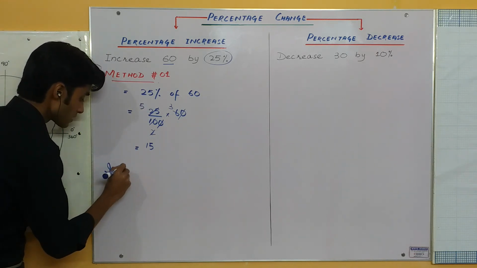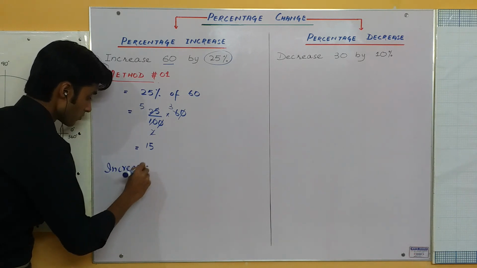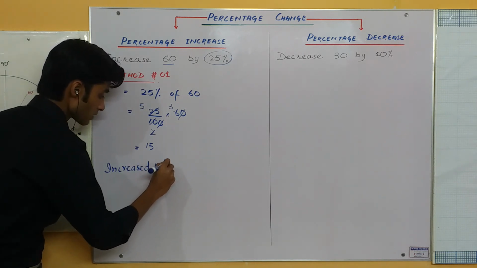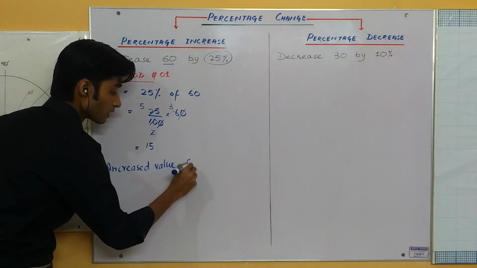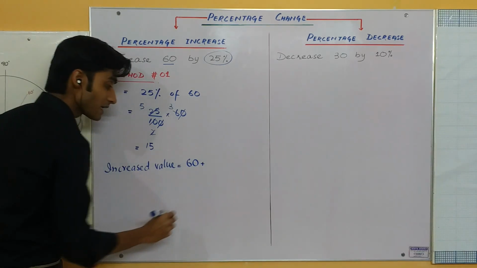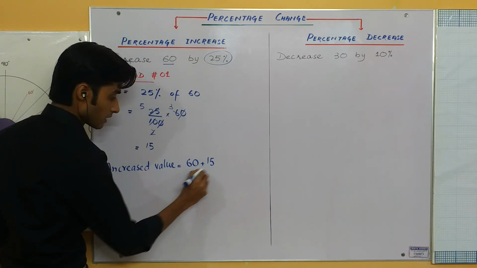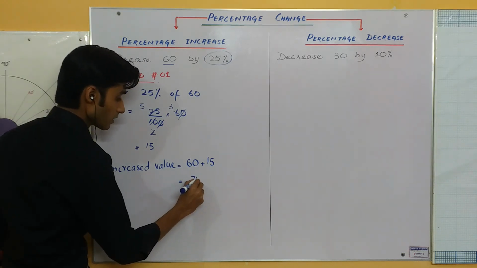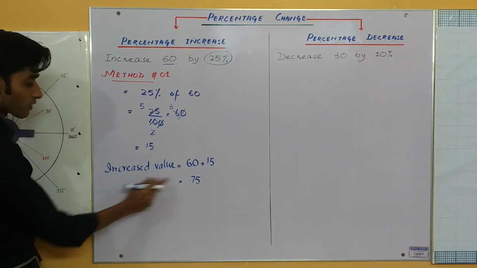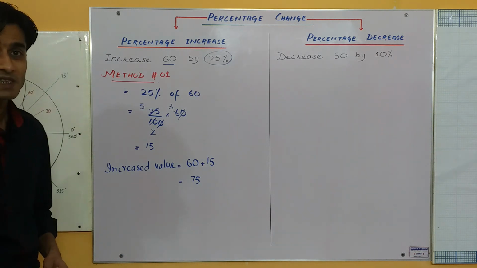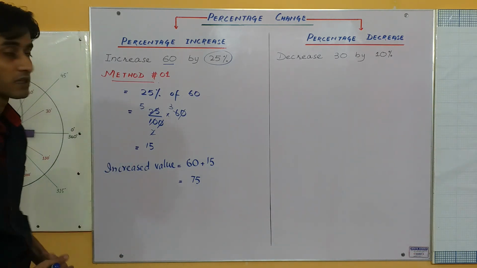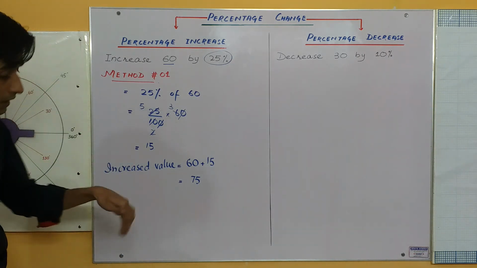So the increased value is now going to be the original value plus the change in the value, which is how much? 15. 60 plus 15. The new value or the increased value becomes 75. This is the first method.